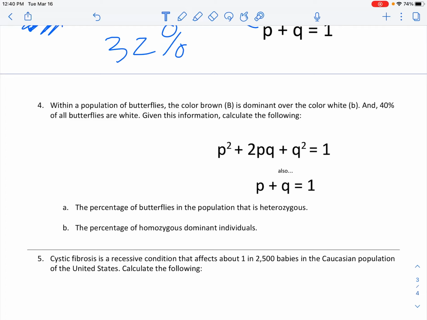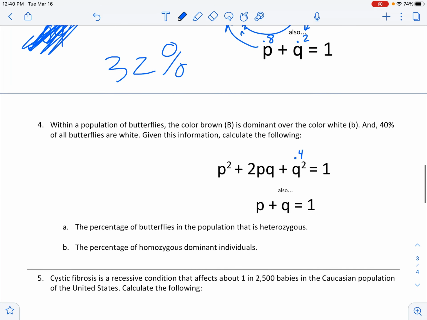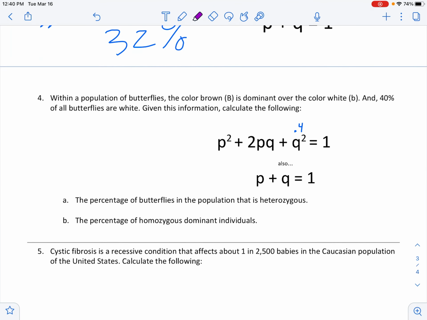Okay, in question 4, we've got a population of butterflies, and so we have a dominant brown coloration and a recessive white coloration, so pretty standard Mendelian inheritance here. 40% are white. So what it's giving us is q squared, which is 0.4. And then it says calculate the following. So it says percentage of butterflies that are heterozygous, so we want to know this. And the percentage of homozygous dominant individuals, so we want to know that as well.